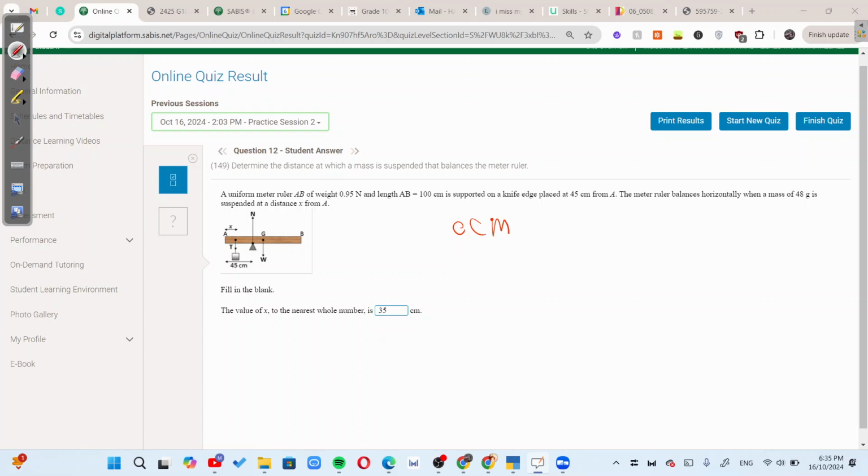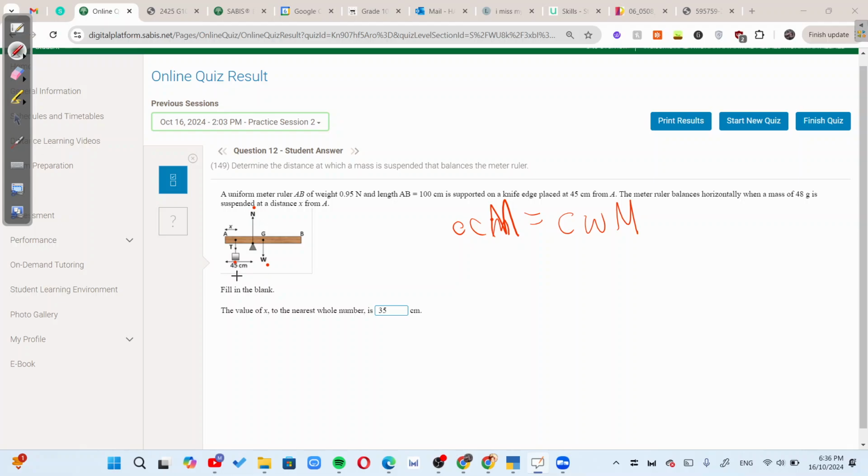Anyways, so we know that we have counterclockwise moments equals clockwise moments. So we need to find distance x. We first have to calculate all our clockwise moments and all our counterclockwise moments. You put your hand in the direction of the force. T and W are clockwise and N is counterclockwise.